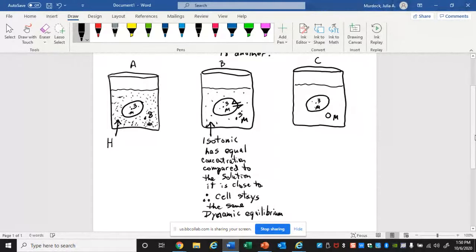Start writing it. Hyper means more. I'll just do this one for you. Hypertonic. This one will be hypertonic compared to the cytosol. So hypertonic solutions have a greater solute concentration, and I mean solute concentration, than the other solution. In this case, the cytosol inside the cell, right? All right.